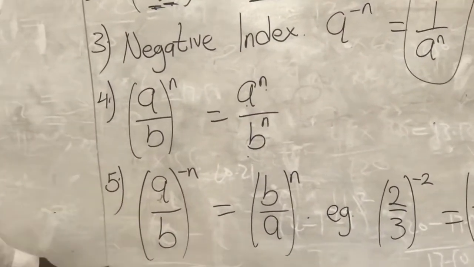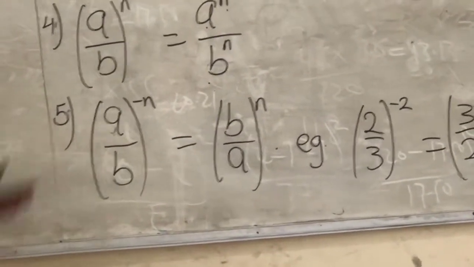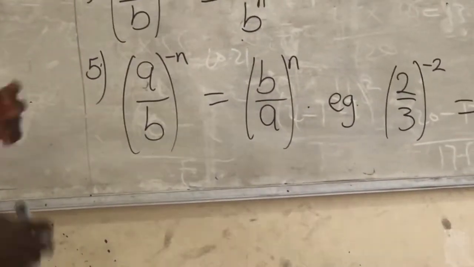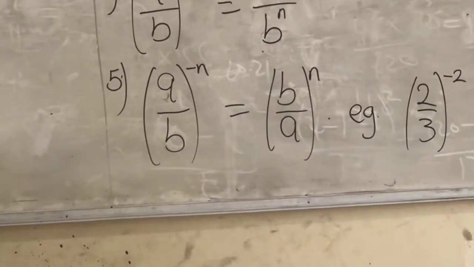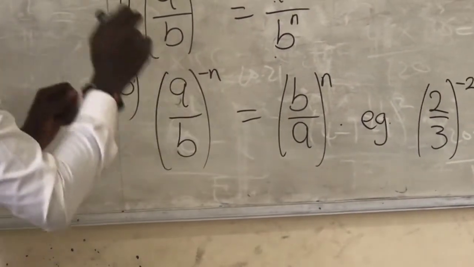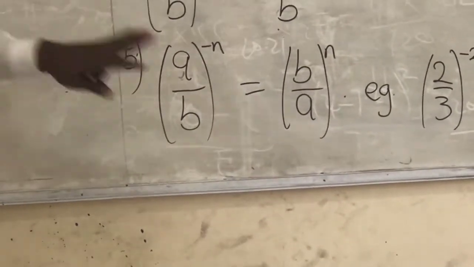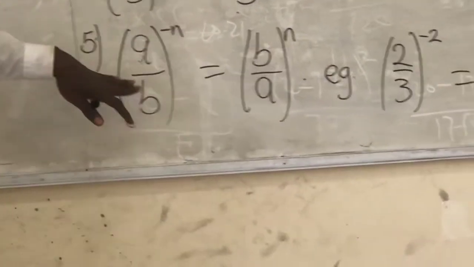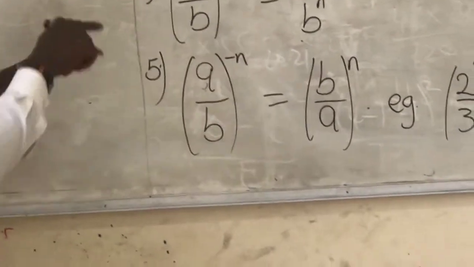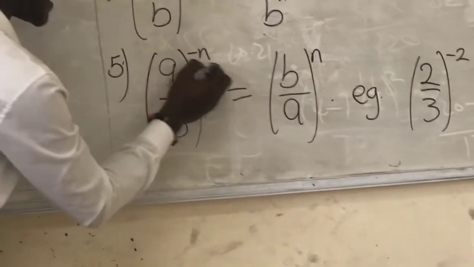So let's move on to property 5. Property 5 also contains the negative index. So let's see how we treat it. A and B are in a bracket and they are dividing, so it's A over B. Whenever you see this, it means they are dividing. And they are in the same bracket, and in the same bracket, they have a negative index.